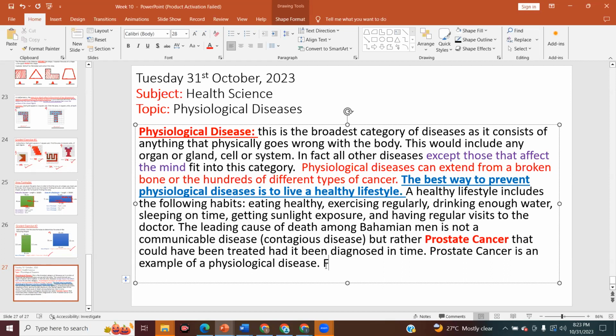For women, what do you think is the leading cause of women dying? Breast cancer? No. For women, cancer? No. For women, it is heart disease.